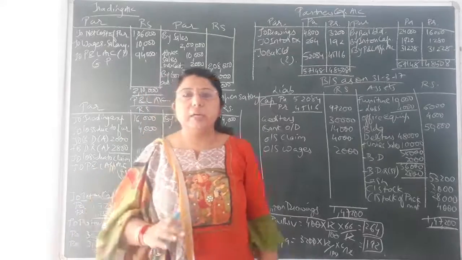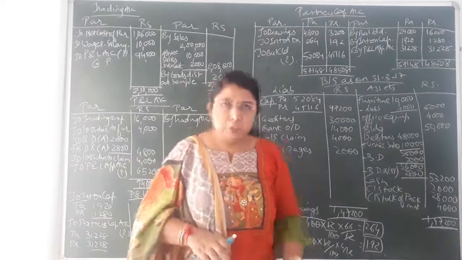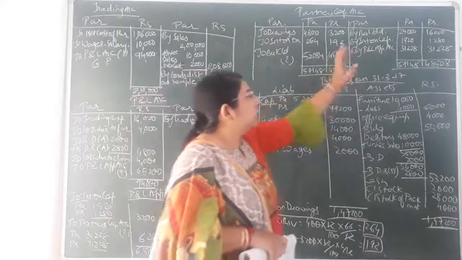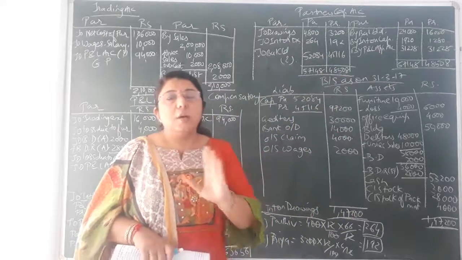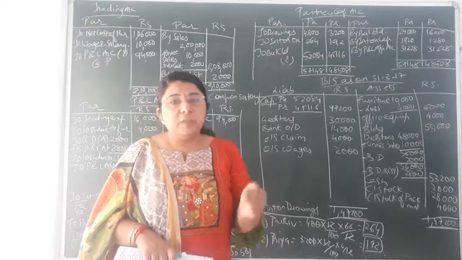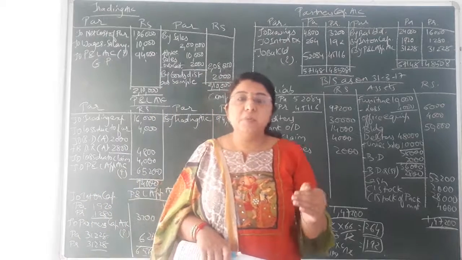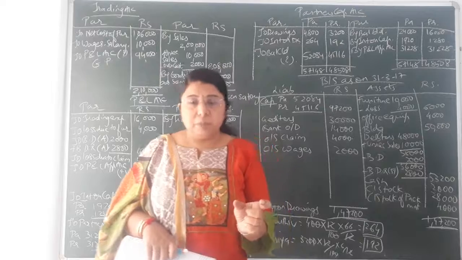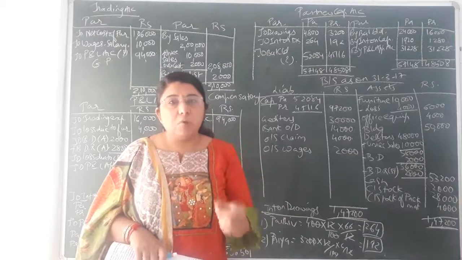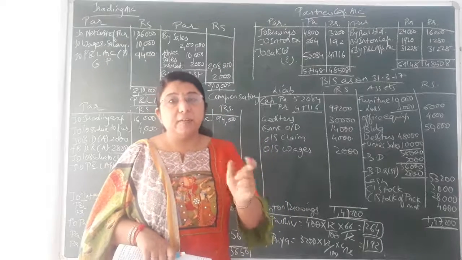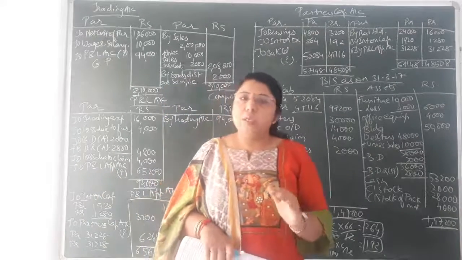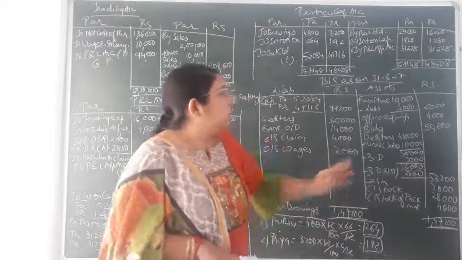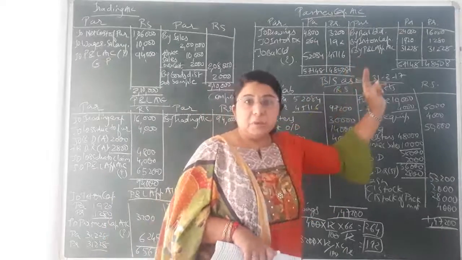First of all, we'll calculate 8% interest on capital. Now opening capital has already been given to you. In between, none of the partners has brought any additional capital. If it is given in the question that additional capital has been brought in between, then the date would be given. So on additional capital, we have to count the interest from the date that has been provided, for that many months. Over here, no additional capital is there. So directly on the opening capital, we will count 8% interest.